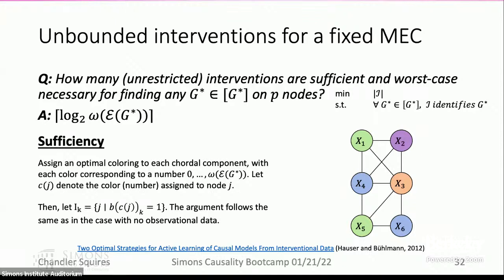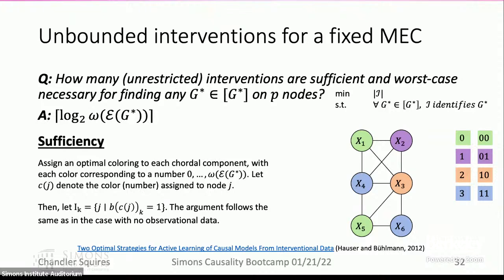So that was the graph that we had earlier. That's an optimal coloring of the graph. We can just think of these colors as corresponding to numbers, and I'm writing out their binary representations here. So I have 4 colors, so now I should be able to do it in 2 interventions.